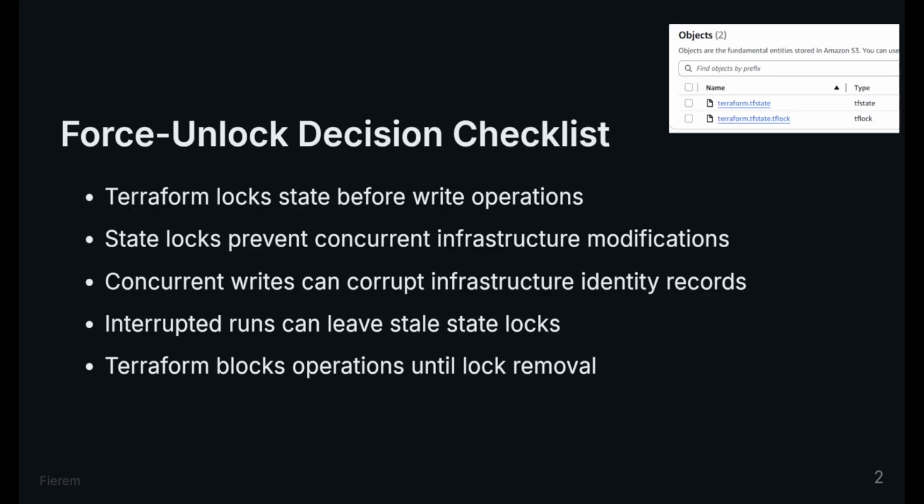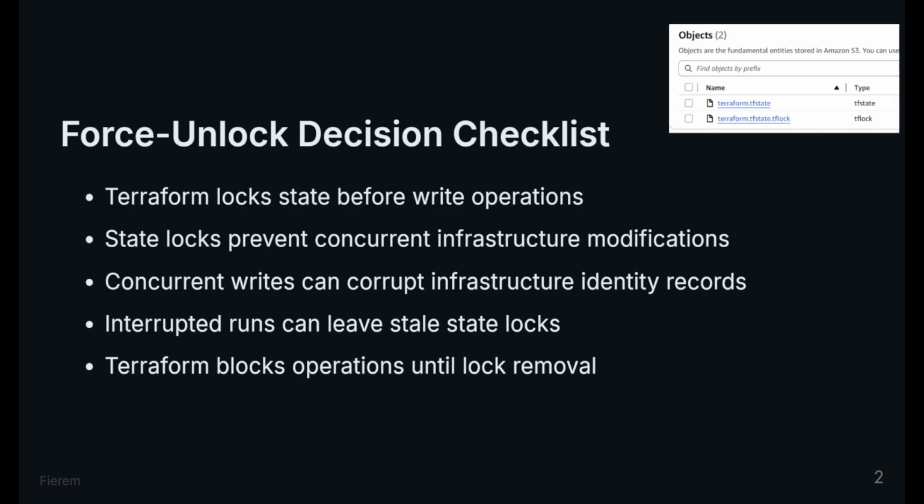Terraform locks state before it performs a write operation. That lock prevents another Terraform process from modifying the same state file at the same time. The protection exists because the state file is the record of infrastructure identity. Two concurrent writes can corrupt that record and cause Terraform to lose synchronization with real infrastructure.